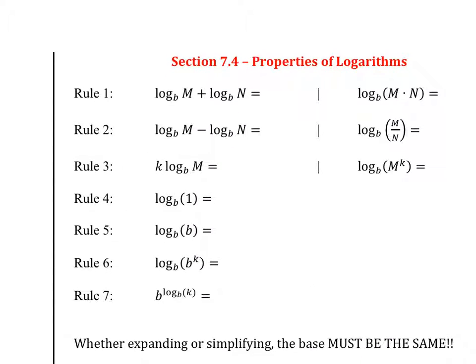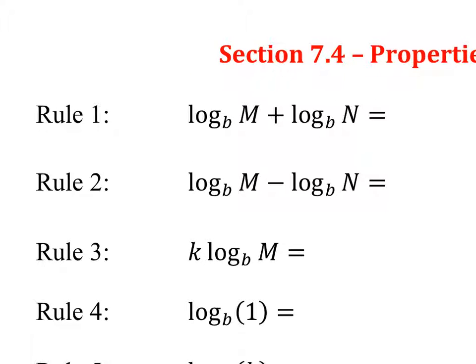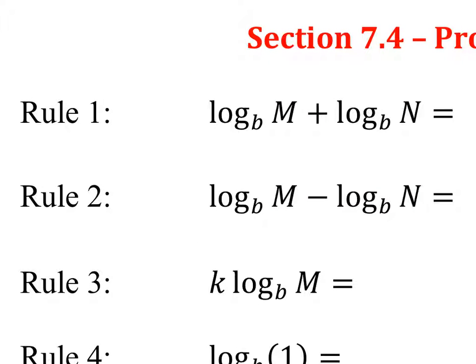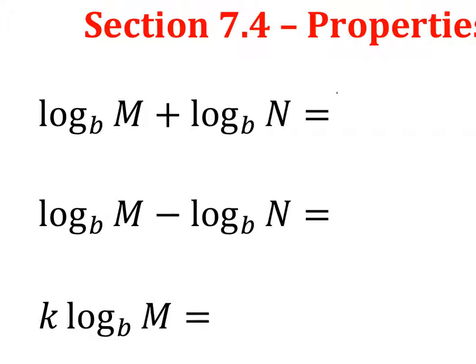So we're only going to go through the first part of 7.4. Rule number 1 of logs: if you have two logs and they have the same base, if you're going to add them together, you can simplify them to log base b of m times n. If you have two logs that are added together, you can multiply them if they have the same base.